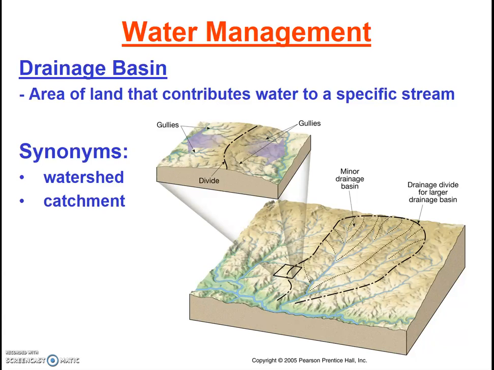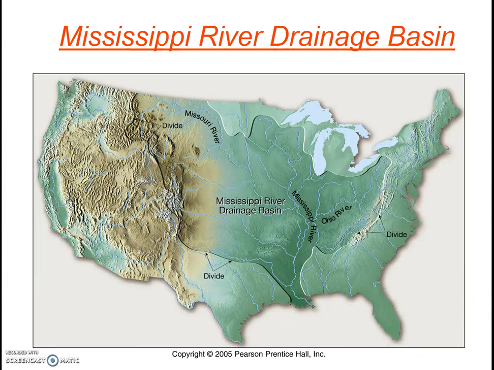Before we discuss water management in great detail, we need to step back and identify what we mean by a drainage basin. A drainage basin is all the area of land that contributes water to a specific stream. Two synonyms for drainage basin are watershed and catchment. We tend to use the word watershed here locally.